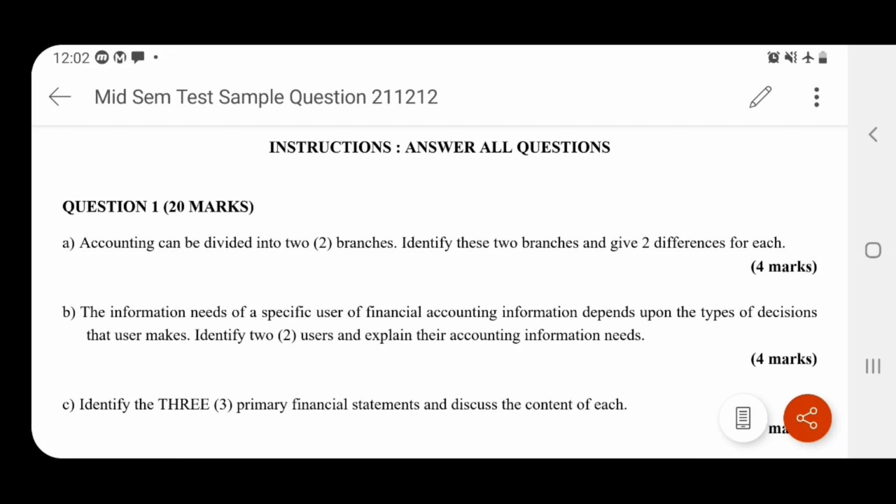Okay, let's see question 1 first. This question 1 is 20 marks. So let's see, there are several questions. So see the first question. Accounting can be divided into two branches. Identify these two branches and give two differences for each.